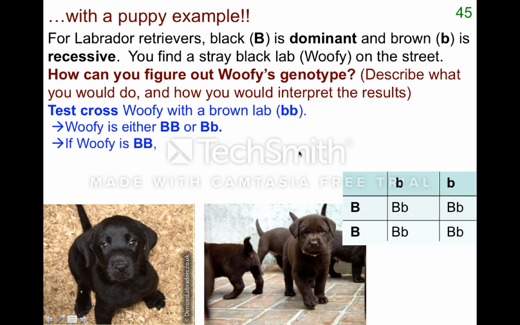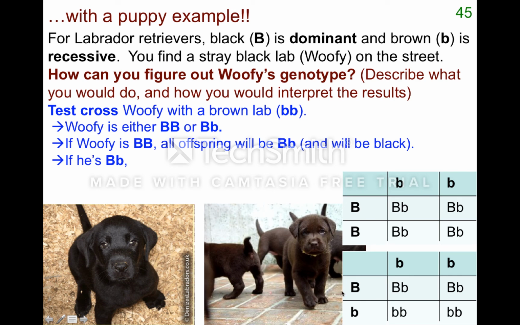Now, if Wolfie is actually big B, big B, and we know that its mate is small b, small b, because otherwise it wouldn't have brown fur, then look at the offspring. All the offspring will have a big B from Wolfie, and therefore be big B, small b. All of these should be black. But if Wolfie's actually heterozygous, big B, small b, then there's a 50-50 chance that its offspring would be brown, and the other ones would be black. So if you see any brown offspring at all, that's proof that Wolfie is heterozygous, because if he was homozygous dominant, you shouldn't see any brown offspring at all.